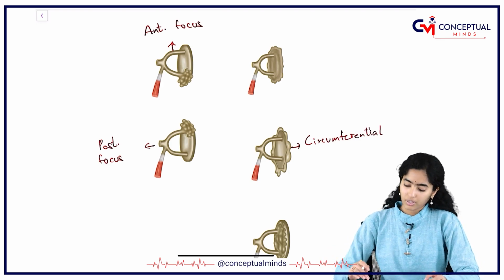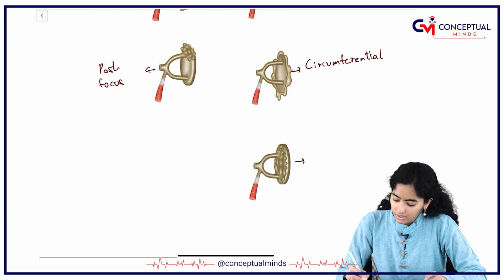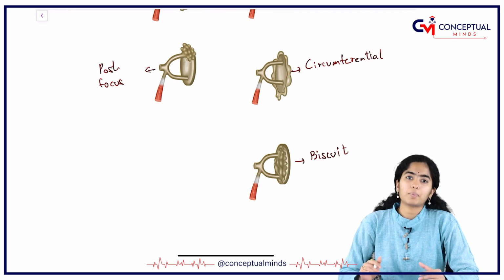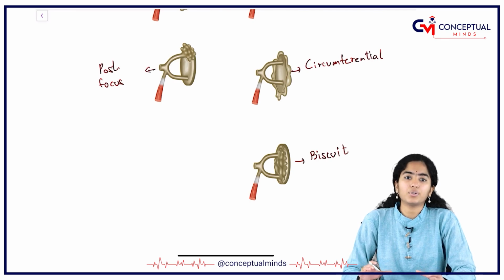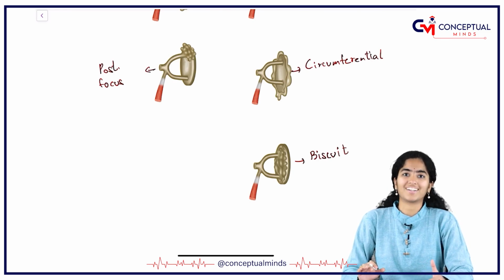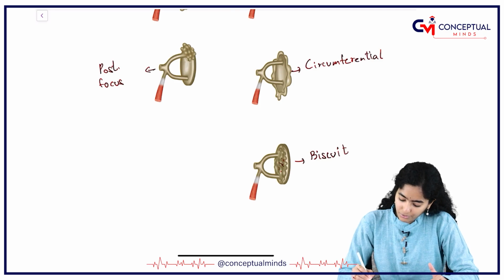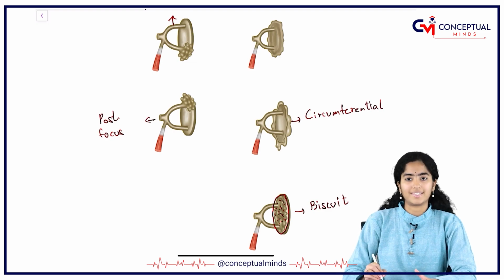Then we have the biscuit type, which is the opposite of circumferential type, I can say, because the entire footplate is involved but the margin is spared. It is not exactly the margin of the footplate, it is the annular ligament that is spared and it is free of disease. So you can see the entire footplate is involved, not just the center, but this annular ligament is free of disease.